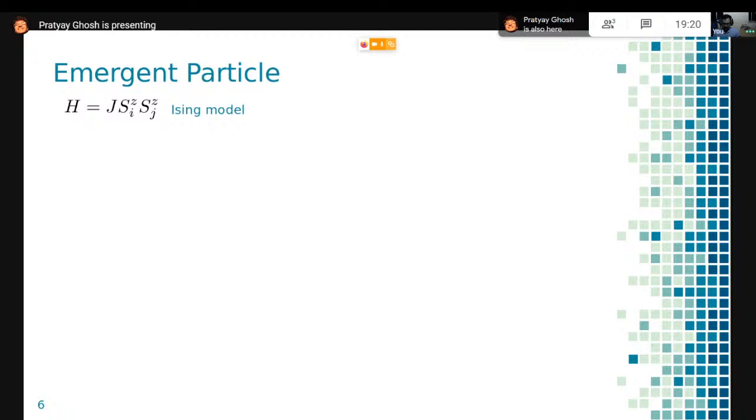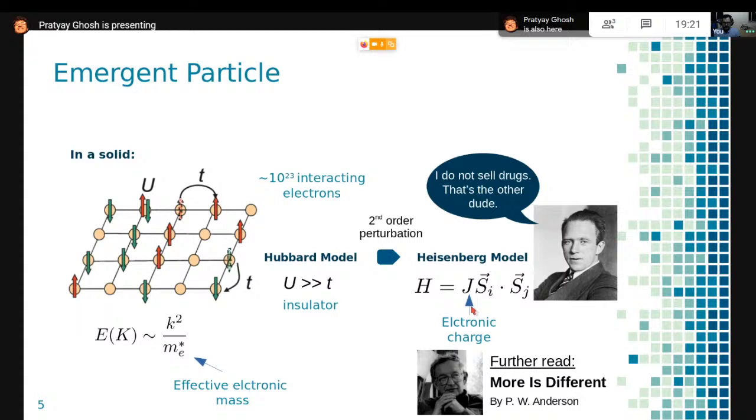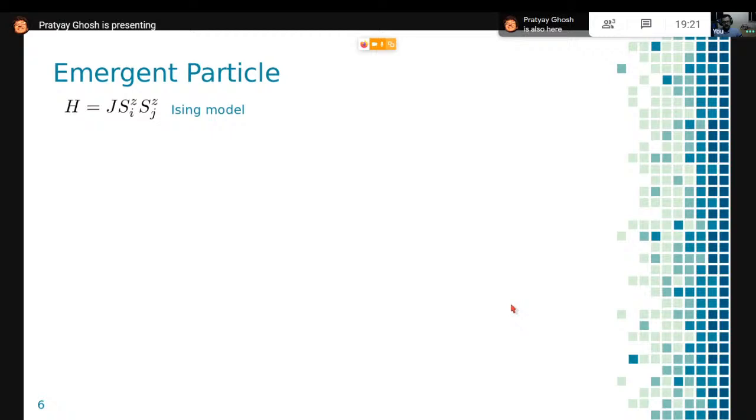If you go back and see this equation, you see that these two are like vectors. I'm talking very classically, but these are actually quantum mechanical objects. But let's say for the time being, these are classical vectors. These classical vectors have a dot product between them, which is pretty complicated for us to discuss here. So we'll take a very simplified model, which is called the Ising model.